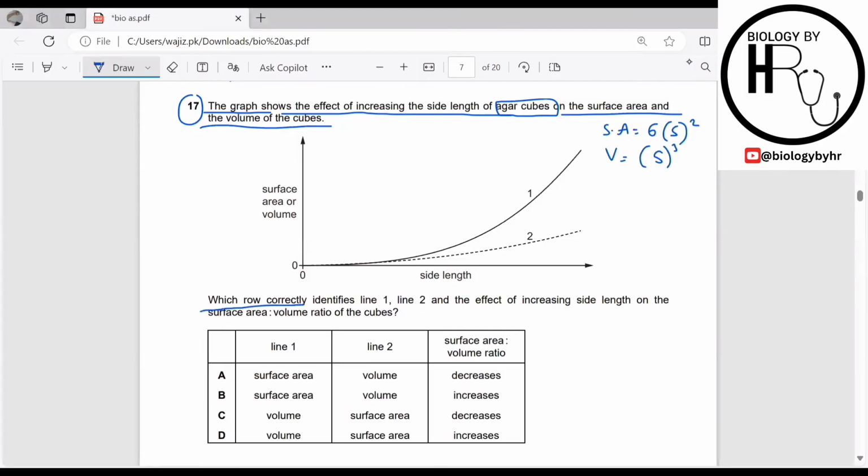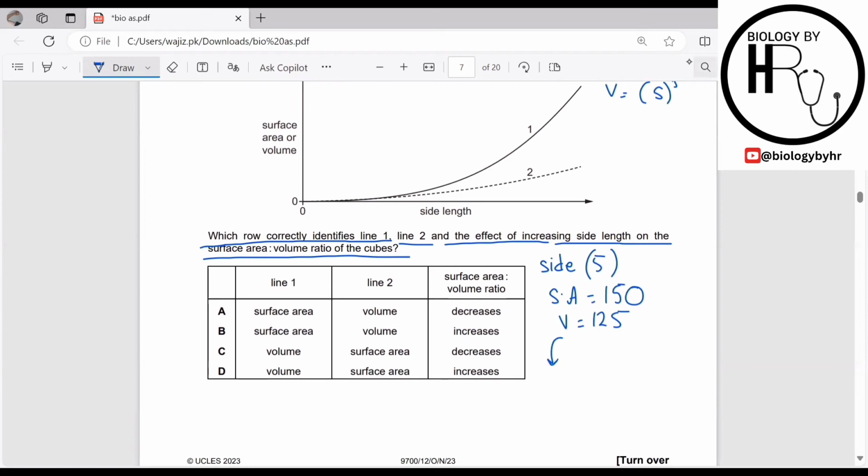Now they are saying that which row correctly identifies line 1, line 2 and the effect of increasing the side lengths on the surface area to volume ratio of the cube. If we take some value, let's assume the side of the agar cube before it increases to be 5. We are assuming it to be 5. If we take 5 over here, the value of the surface area which we will get is 150 and the value for the volume which we will get is 125.